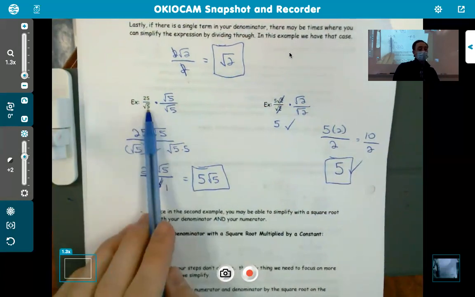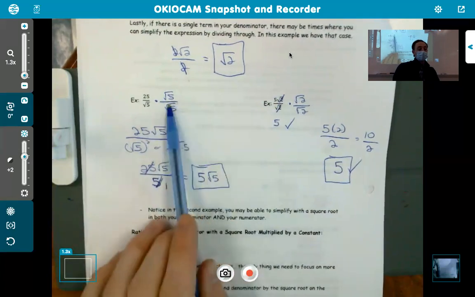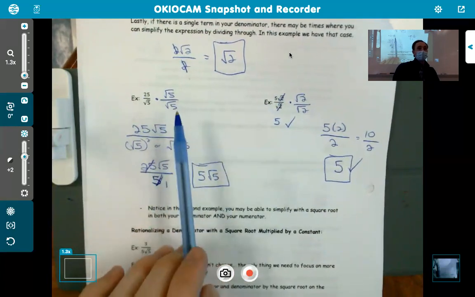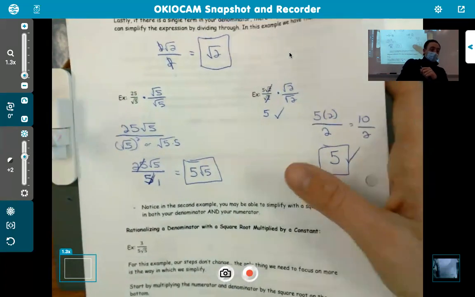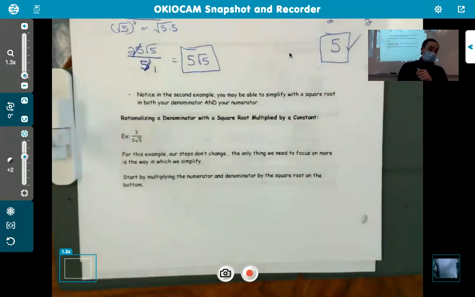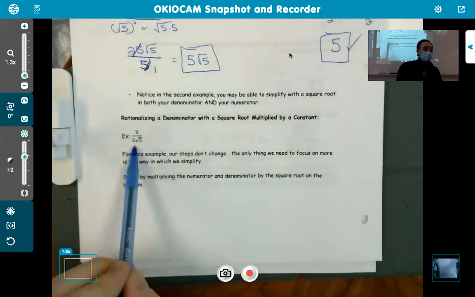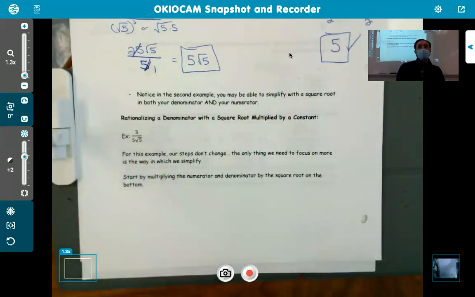So if we see just a single root in our denominator, we multiply top and bottom by that same value, right? The next type of problem is very similar. The only difference now is if I have a denominator with maybe a constant multiplied by a square root. So I have a little bit more simplifying to take care of, all right? Our steps don't necessarily change from this though, all right?